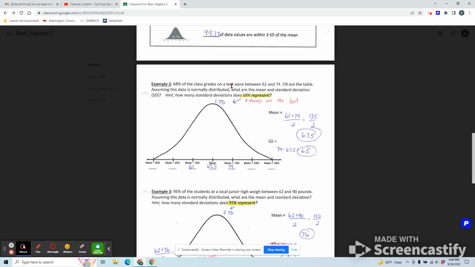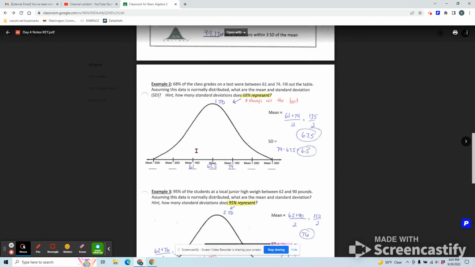Well, if we're looking, it does not say what it is. But we know from the mean to the first number, because it says 68%. Well, that's one standard deviation. So one standard deviation, one standard deviation. That's why we're putting those numbers there.